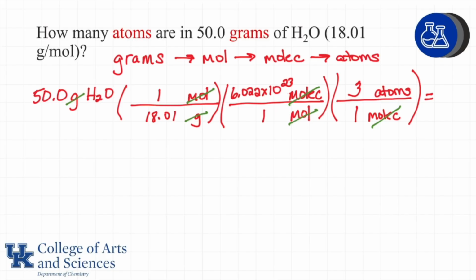We take 50 grams times 6.022 times 10 to the 23rd divided by 18.01 and get 5.02 times 10 to the 24th atoms. Make sure it has a unit, just like we want to include units in all of our steps of our dimensional analysis. We also want to make sure we have units for our answer.